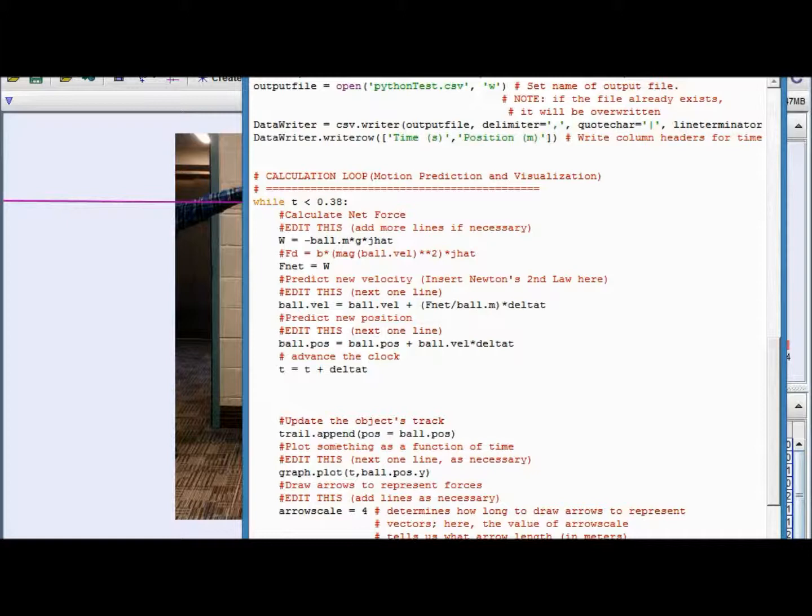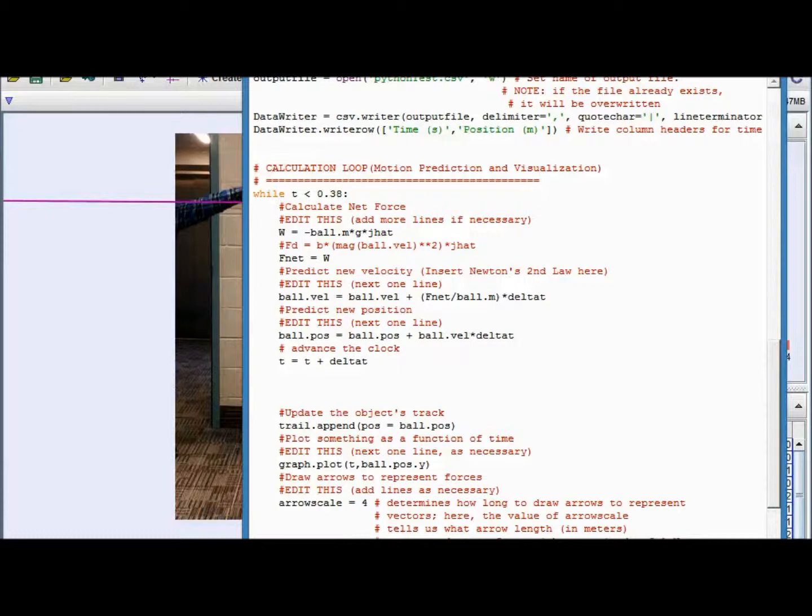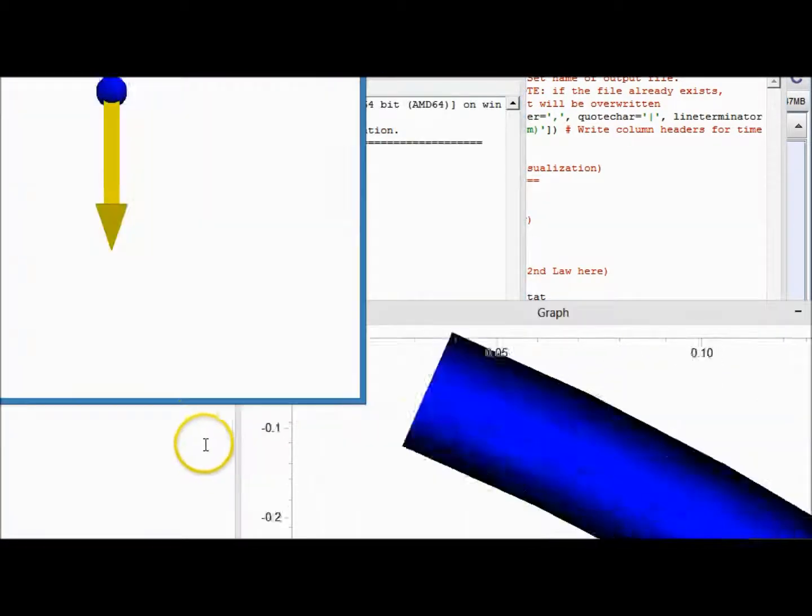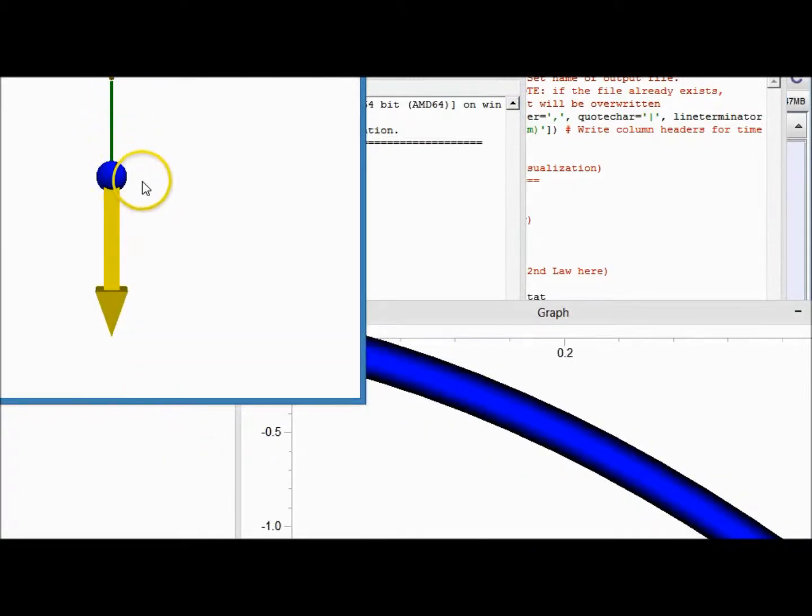Using the initial conditions that we just mentioned, we can now create an equation for net force. Weight, which is the ball's mass times the force of gravity times the direction vector, or j hat, is equal to the force of gravity, which we are assuming is the only force acting on the object. You can also see where Newton's second law and the position equation are entered into our while loop. Now, if I run our code, we can see that the ball moves in the negative y direction with one force acting on it, which is the force of gravity.